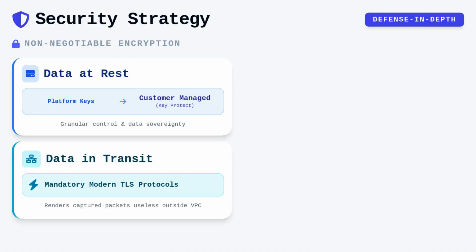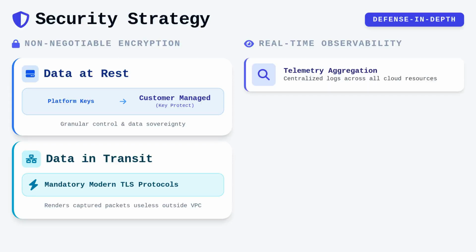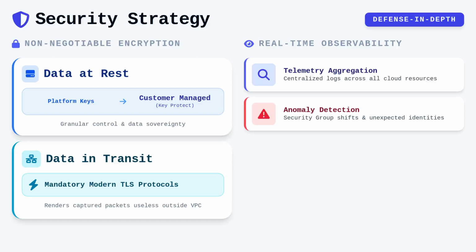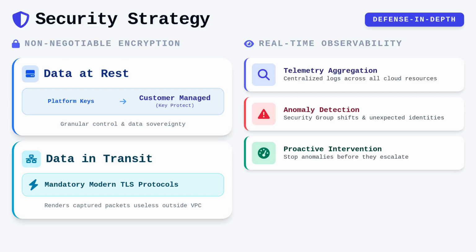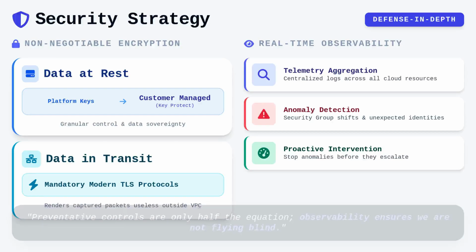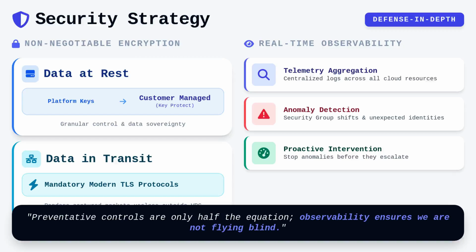However, preventative controls are only half of the equation, as true security requires the ability to detect, analyze, and respond to anomalous behavior in real time. Continuous observability, leveraging tools that aggregate logs and telemetry across all cloud resources, ensures that we are not flying blind. If a security group is modified inconsistently or an identity is used from an unexpected location, our monitoring system should provide the immediate visibility needed to intervene before that anomaly escalates into a full-scale security incident.